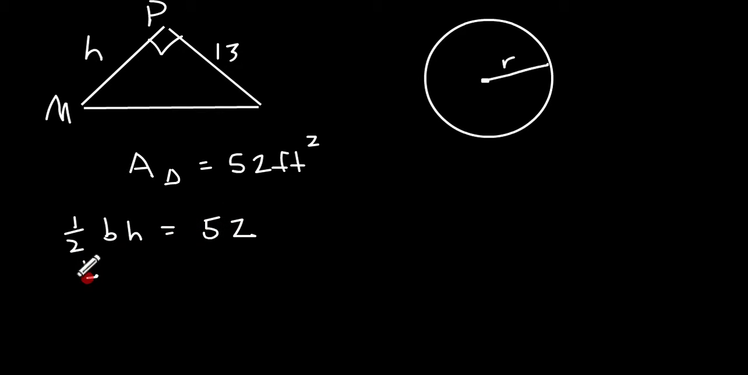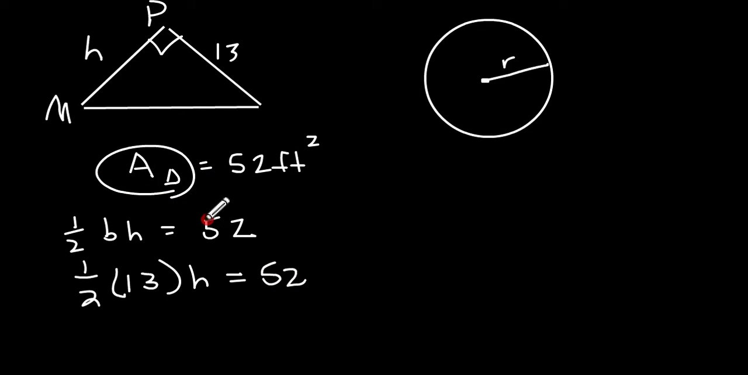So we know the base, so it's going to be 1/2 times 13 times the height equals 52. Usually we're trying to find the area, but this time they're giving us the area. So where the area is, you're going to put the 52. Here's the formula. The area equals this formula.